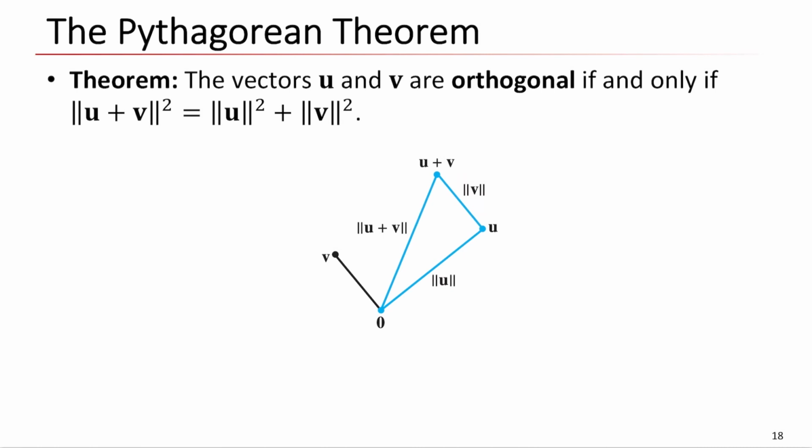Okay, so from here, there's one more theorem. Actually, we already know the Pythagoras theorem, right? In Korean, 피타고라스 정리. So if we go back to our lecture, the vectors u and v are orthogonal. Orthogonal means something like this: vector u and vector v, right? Something like this.